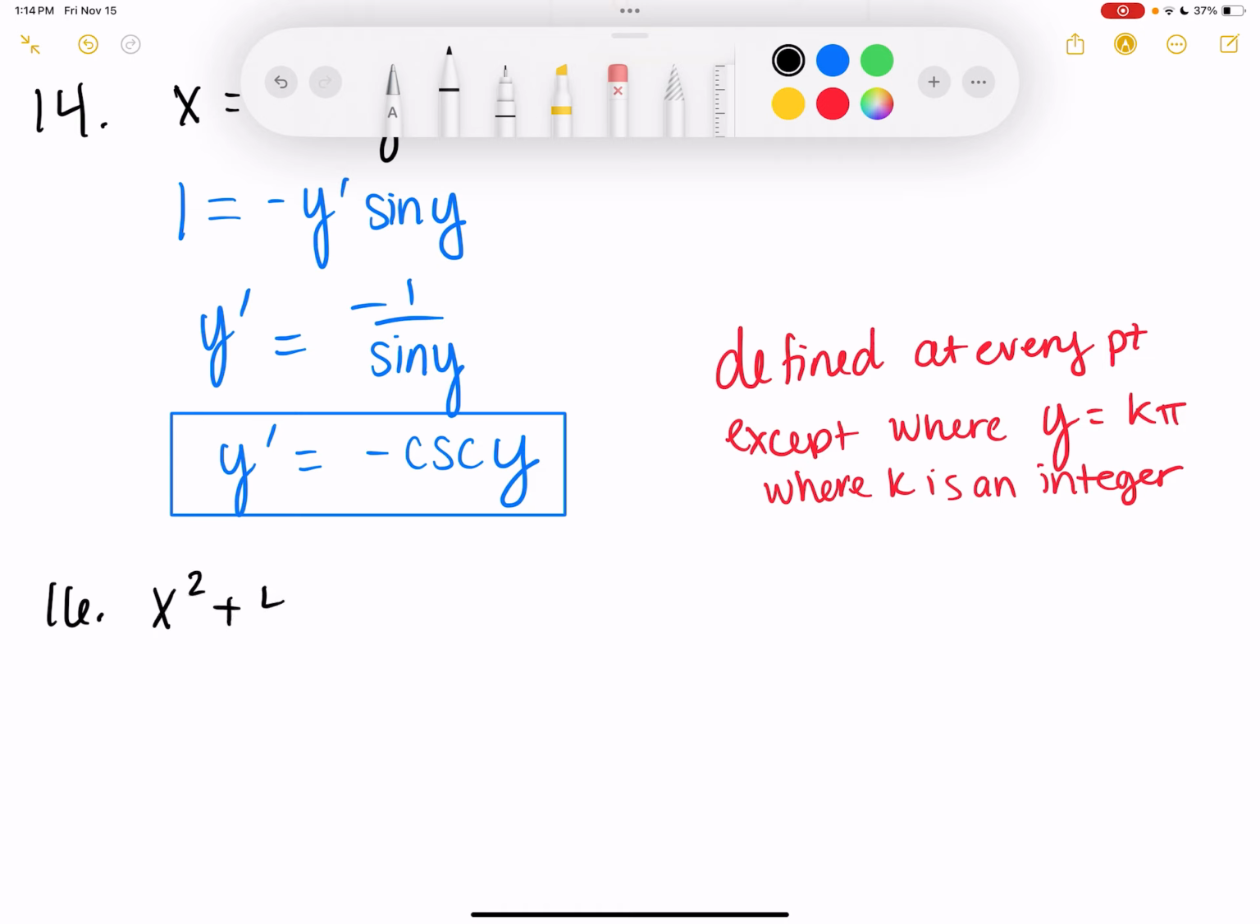x squared plus 4xy plus 4y squared minus 3x equals 6.